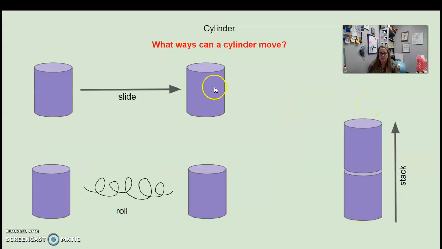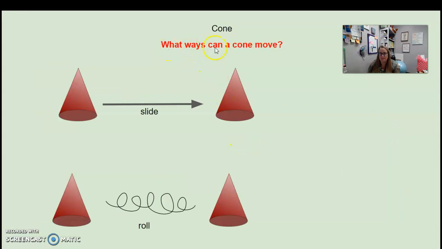A cylinder can slide. So I can push it. I can stack it. If you think about cans, sometimes we like to stack cans. That's what I do at home sometimes, I stack my cans. But also, I can make a cylinder roll. My picture's not the best, but it's okay. A cylinder can also roll. The next one we have is a cone. A cone can slide, I can push it, or it can also roll. It's not going to roll very well, but it still can roll.